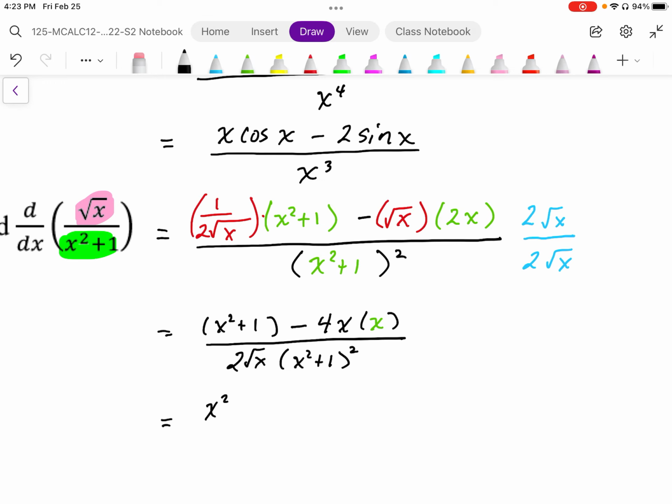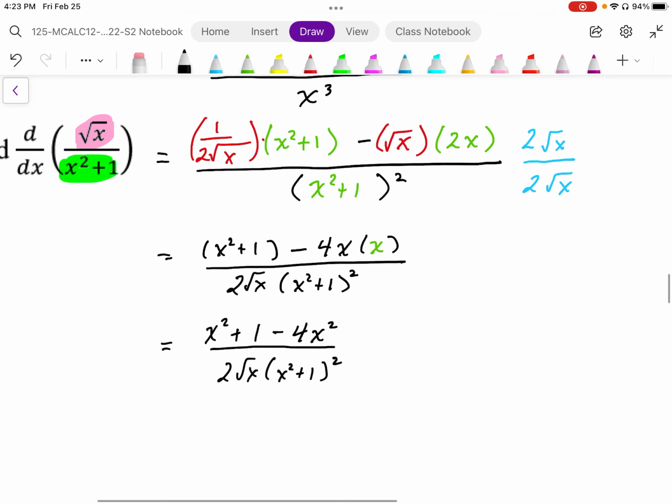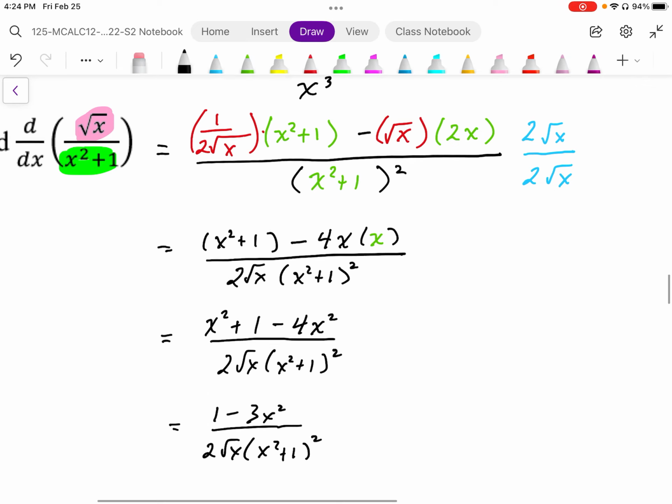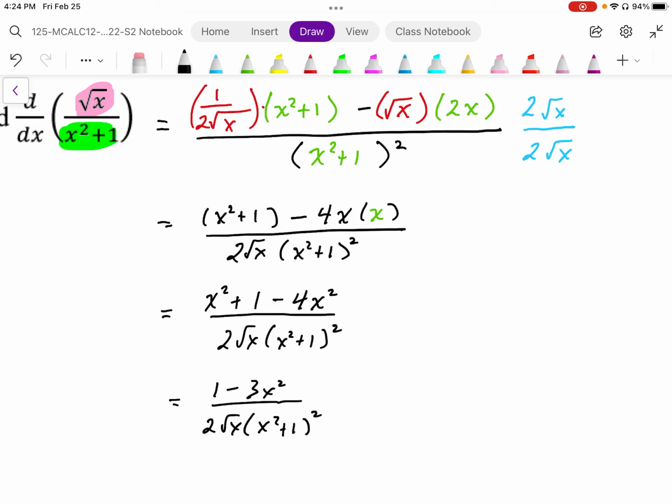I'm going to combine my x squared terms that are generated in the numerator. So I end up with 4x squared, and that's all over 2 root x, x squared plus 1 all squared, and then this simplifies to 1 minus 3x squared over 2 root x, and then x squared plus 1. There are no common factors, so that's as simple as I can go. And again, notice that I left the denominator in factored form because we generally want to keep those in factored form.